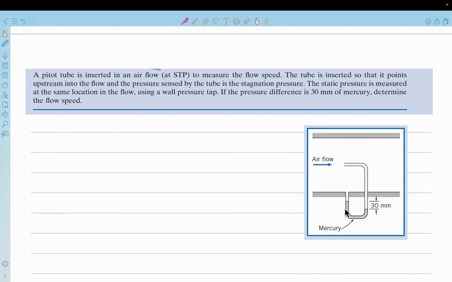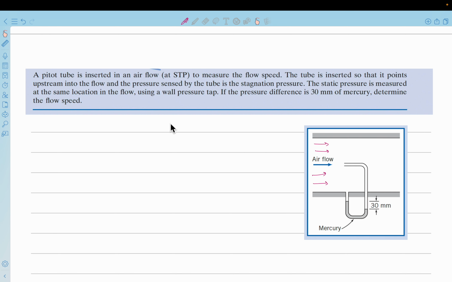Okay, so now what we have is a pitot tube, and it is inserted in an airflow to measure the flow speed. So this is some duct here, and there's a flow in this duct. Air is flowing here, and what we do is we just plug in a pitot tube. The tube is inserted such that it points upstream into the flow, and the pressure sensed by the tube is the stagnation pressure, and the static pressure is measured at the same location in the flow using a wall pressure tap.